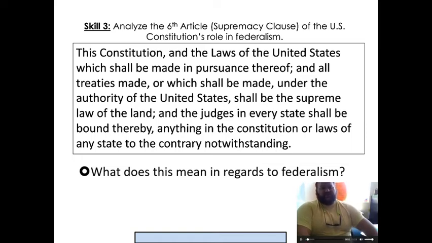Skill number 3, we need to analyze the 6th article of the Supremacy Clause of the U.S. Constitution's role in federalism. The Constitution and the laws of the United States, which shall be made in pursuance thereof, and all treaties made or which shall be made under the authority of the United States, shall be the supreme law of the land, and the judges in every state shall be bound thereby. Anything in the Constitution or laws of any state to the contrary notwithstanding. What does this mean in regards to federalism?